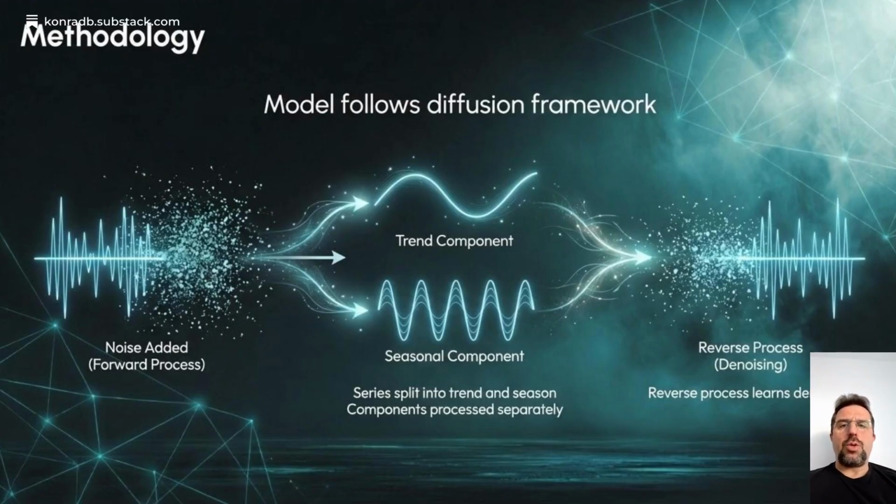The method adds a twist. Each noisy sequence is decomposed into trend and seasonal parts. The trend captures slow movement over time. The seasonal part holds repeating patterns and short variations. Each part goes through its own neural block, and later they are adjusted together to keep the whole signal consistent.